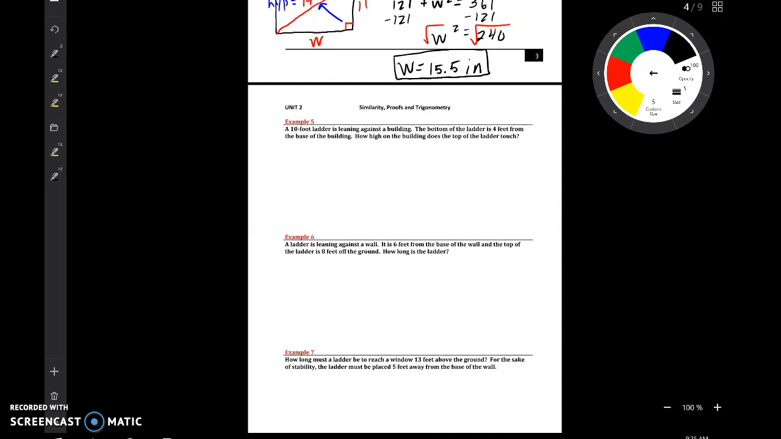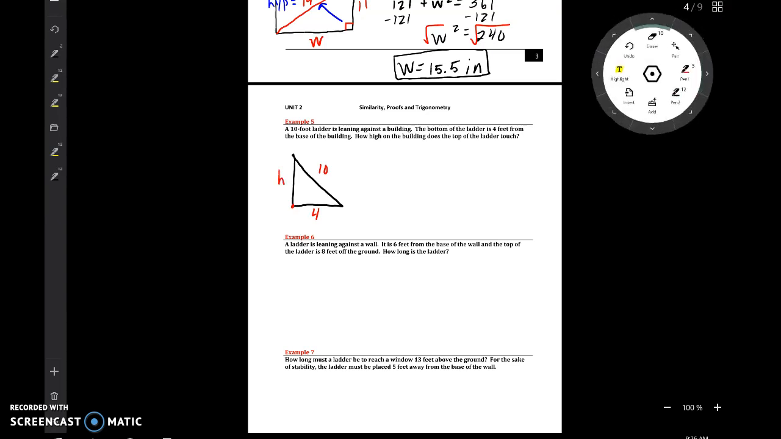All right, example 5. A 10-foot ladder is leaning against a building. The bottom of the ladder is 4 feet from the base of the building. How high on the building does the top of the ladder touch? So, always start with a figure. 10-foot ladder. The ladder is leaning against the building, so the length of the ladder is 10 feet. The bottom of the ladder is 4 feet from the base of the building. We'll call this the base of the building. How high on the building does the ladder touch? So we'll call this our height.